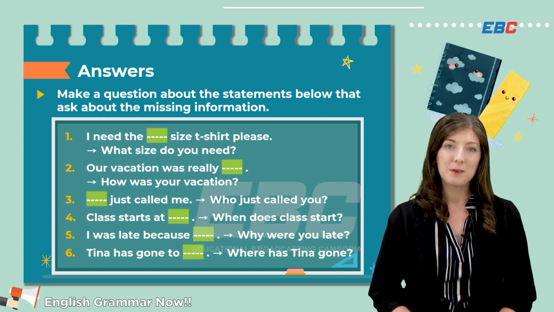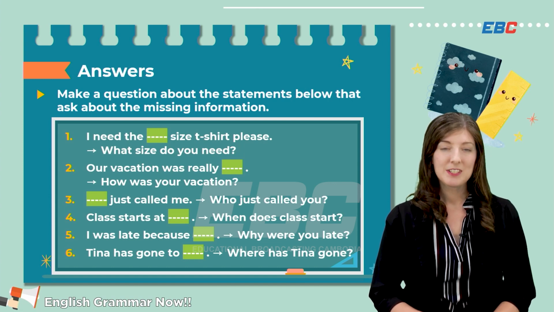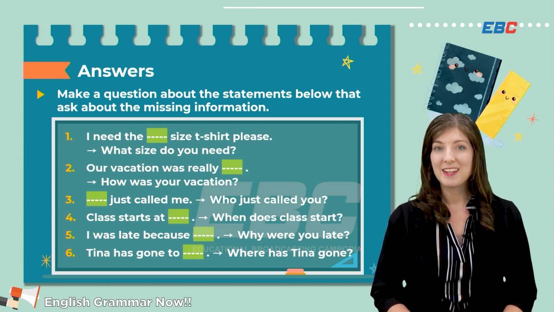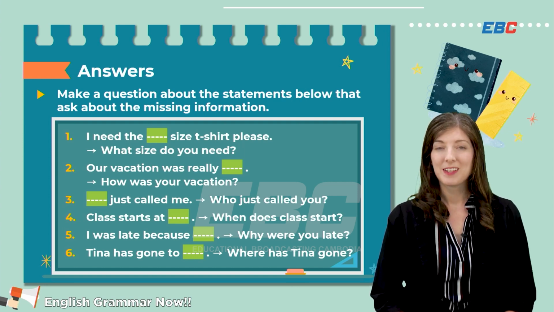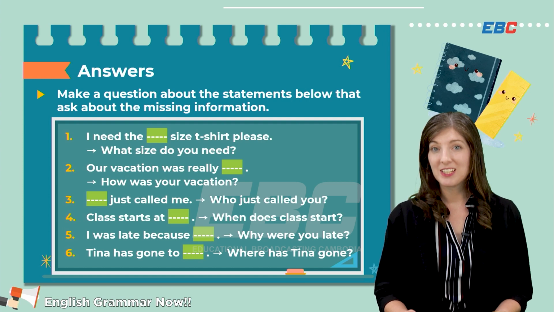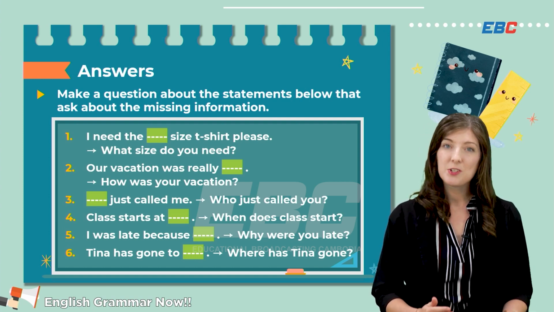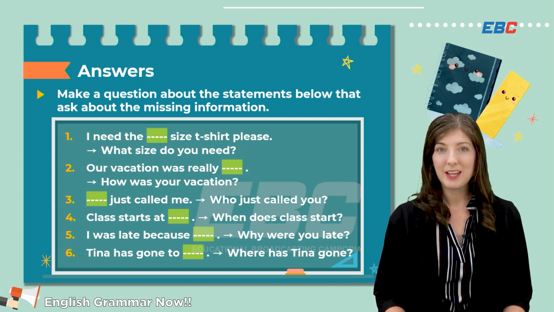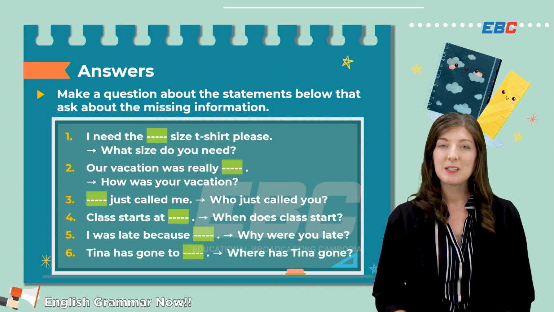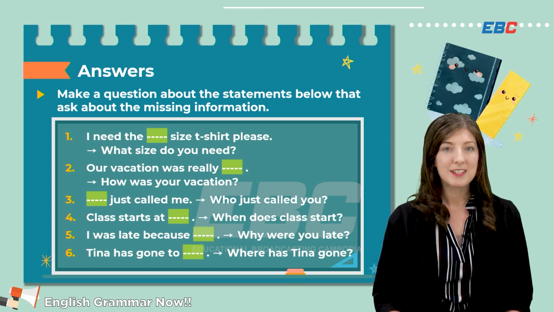For number 4, probably the missing information is a time. So we could ask the question, when does class start? For number 5, it seems the missing information is the reason because the word because is just before it. So we could ask the question, why were you late? And the last one, the missing information seems to be a place. So we could ask the question, where has Tina gone?